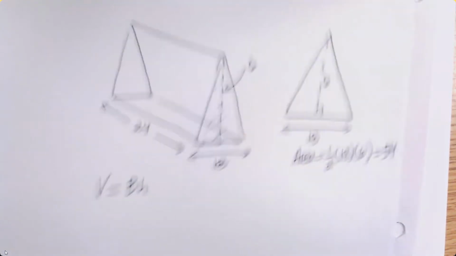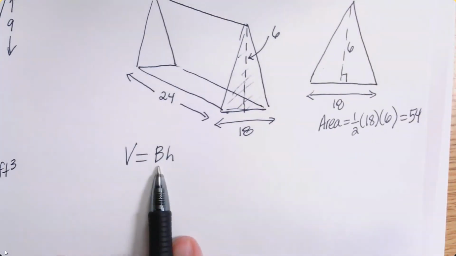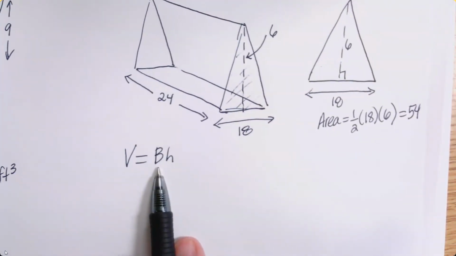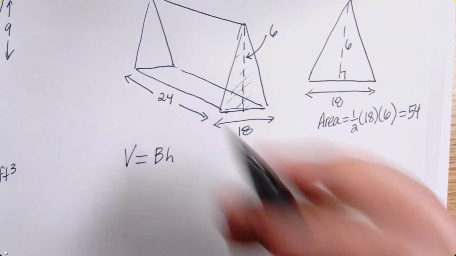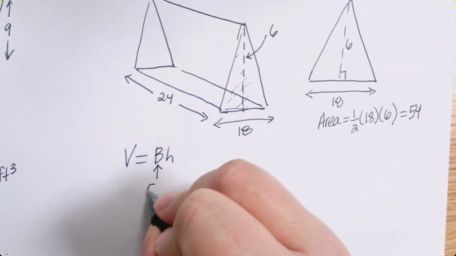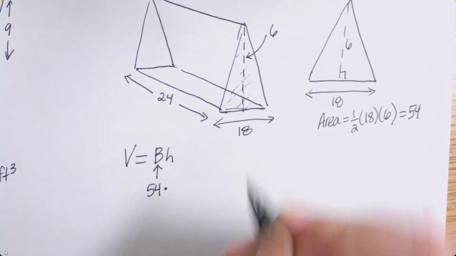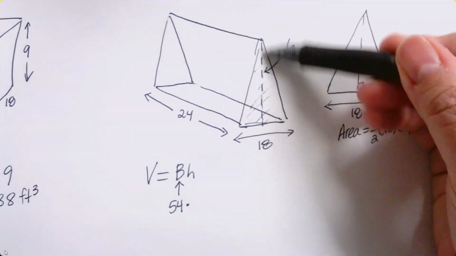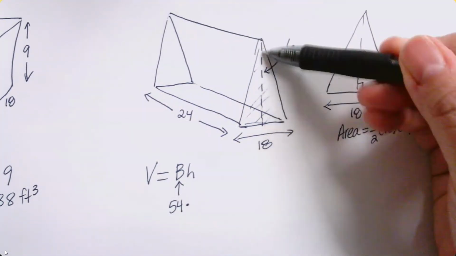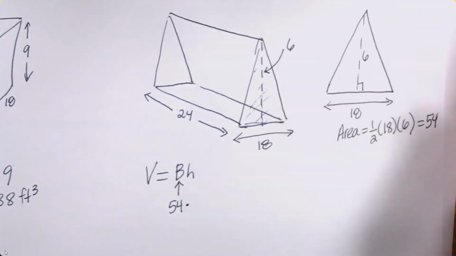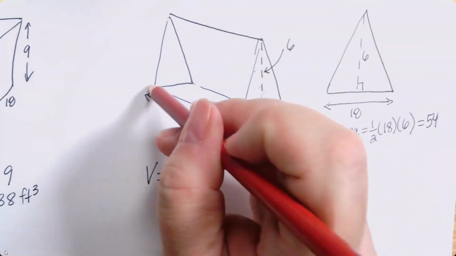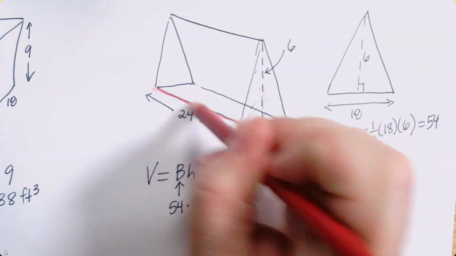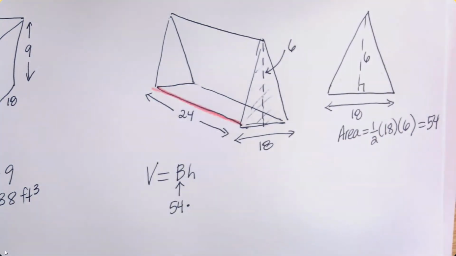So in my volume formula, if you have that big B, that's what that is. The capital B doesn't just mean base, it means area of the base. So this is the area of my triangular base. Now, height in a prism is also something you got to think about. Height is not up and down. It's not going to be the 6. That's the height of this triangle. It's not the height of the prism. Height of a prism is the distance between the two bases. So this is 24.